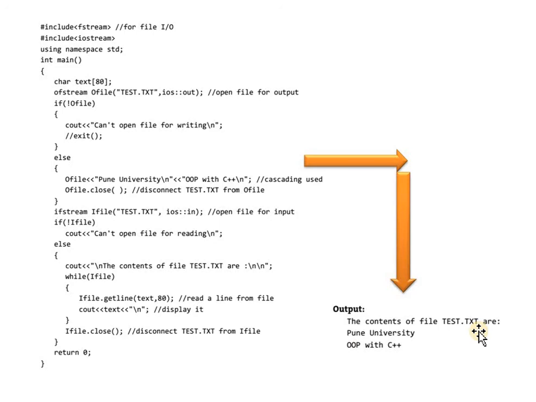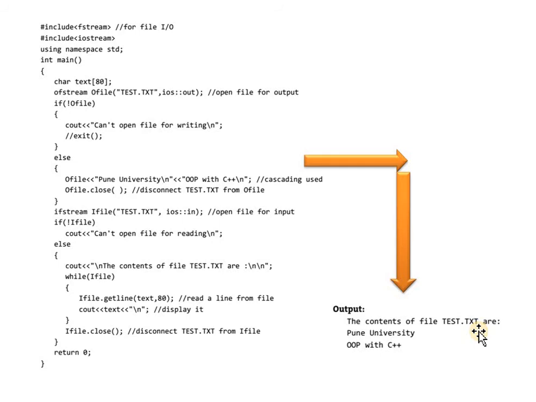Because in the program, by using the ofstream function, we are writing a message as Pune University, then at the next line OOP with C++. That means the test.txt file contains two lines. The first line contains Pune University, and the second line contains the message OOP with C++. So by using the getline function, it displays the contents of the file line by line. It will first display Pune University, and after that it will display the OOP with C++ message.